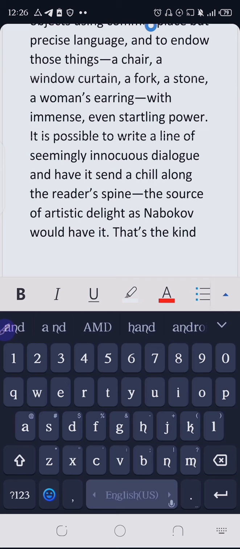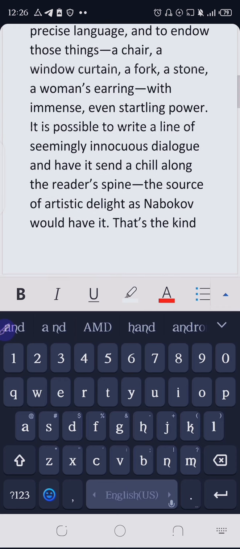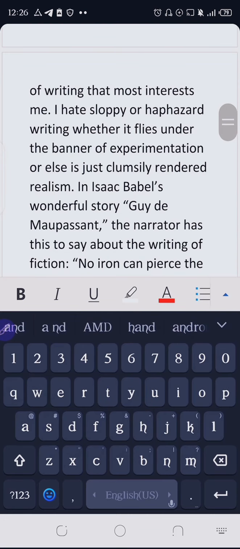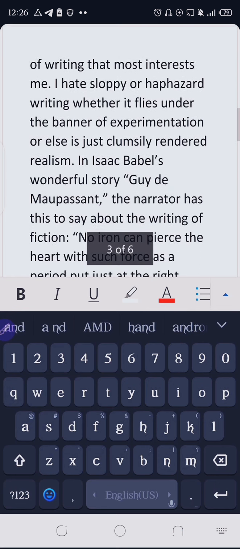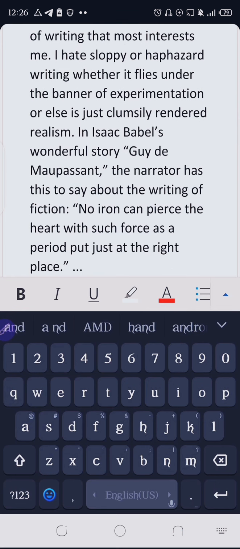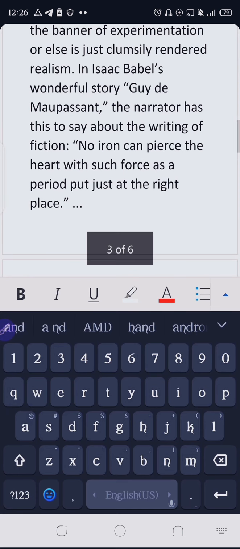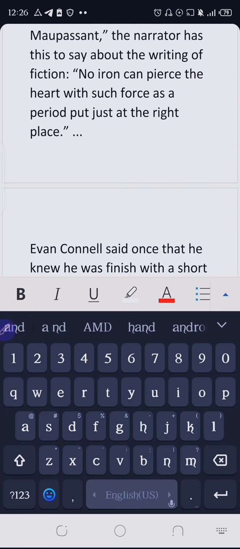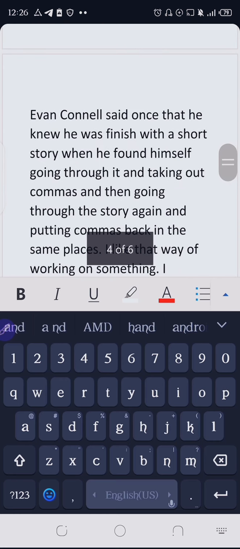It is possible to write a line of seemingly innocuous dialogue and have it send a chill along the reader's spine. The source of artistic delight, as Nabokov would have it. That's the kind of writing that most interests me. I hate sloppy or haphazard writing, whether it flies under the banner of experimentation or else is just clumsily rendered realism. In Isaac Babel's wonderful story, Guy de Maupassant, the narrator has this to say about the writing of fiction: No iron can pierce the heart with such force as a period put just at the right place. End of quote.